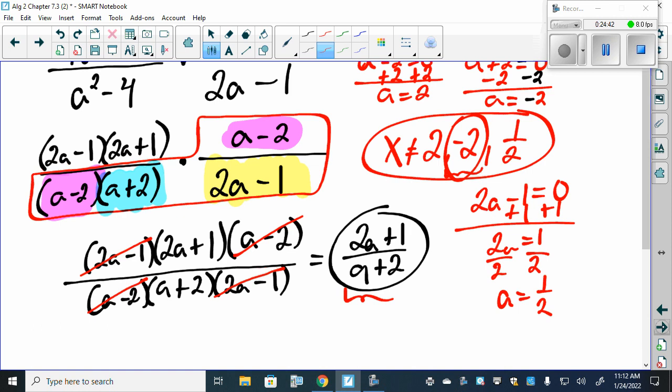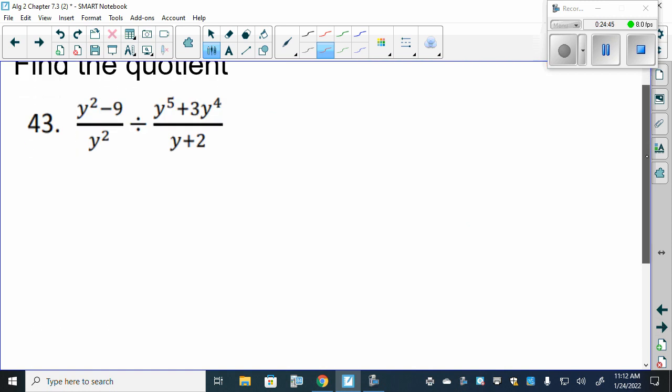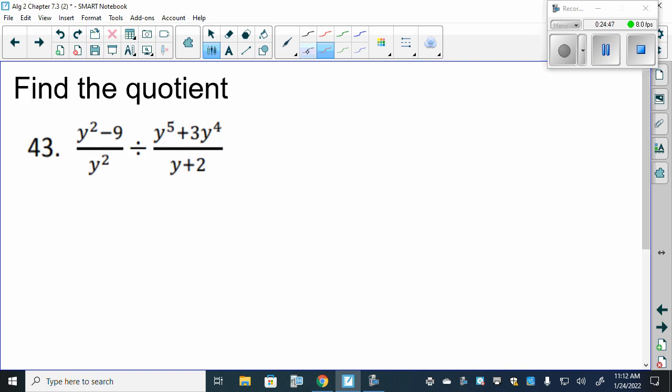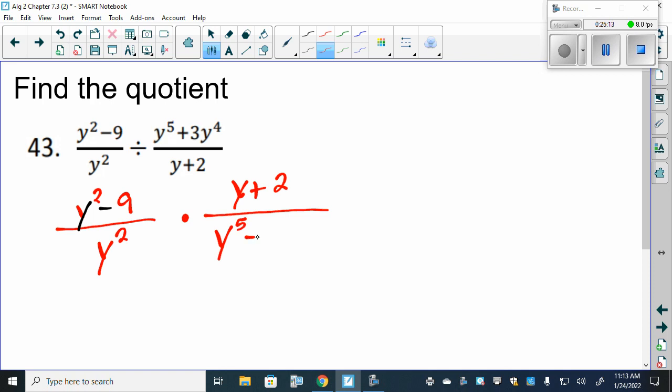All right. Let's look at another one here. Well, the first thing we can do is change it from division to multiplication. And we still have y squared minus 9 over y squared. And over here, we're going to have y plus 2 over y to the 5th plus 3y to the 4th.